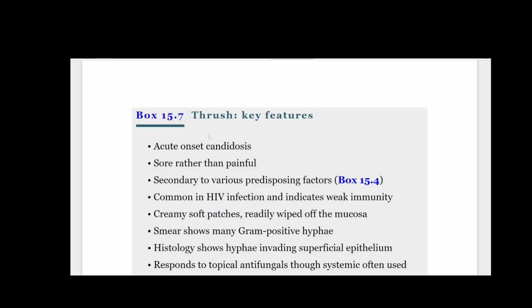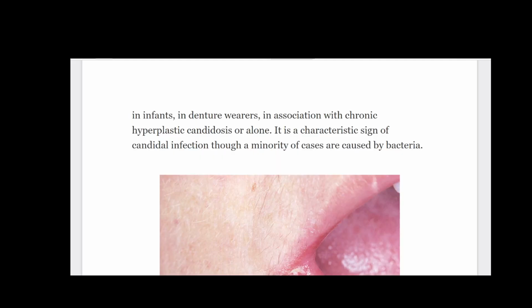26679628, see Section 16 Inside. Angular cheilitis, Summary Chart 15.1. Angular cheilitis or angular stomatitis is an infection at the commissure of the lips, typically caused by leakage of Candida-infected saliva at the angles of the mouth. It can be seen with thrush, in infants, in denture wearers, in association with chronic hyperplastic candidosis or alone. It is a characteristic sign of candidal infection, though a minority of cases are caused by bacteria.